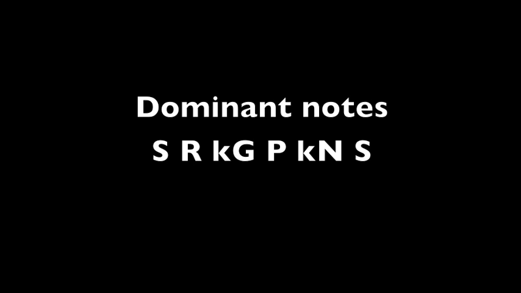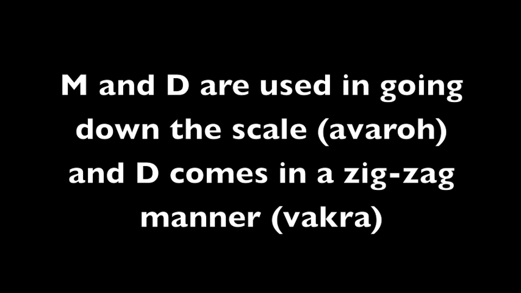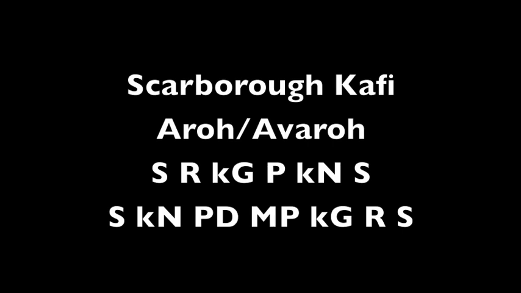Another note that is used only in coming down the scale but not while going up is like this. Finally, another note is also used while coming down the scale, but it comes in a zigzag fashion and does not come in a straight line. This is the elemental structure of this melody.